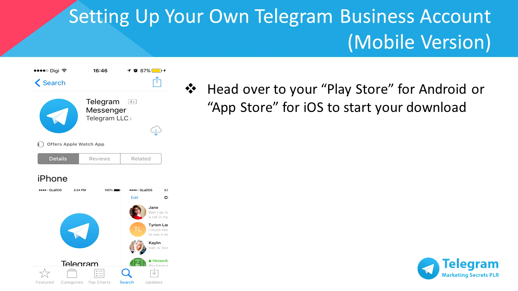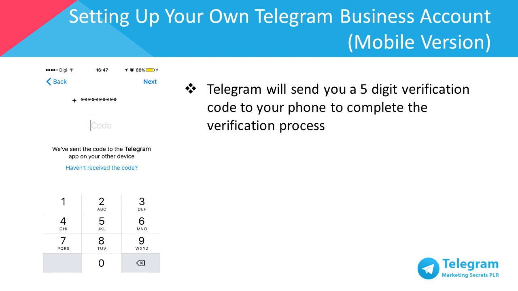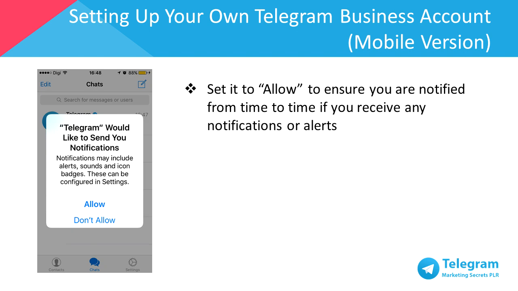with the desktop version. To do this, head over to the Play Store for Android or the App Store for iOS to download Telegram. Next, confirm your country code and then key in your phone number to complete the sign-up process. Telegram will then send you a 5-digit verification code so you can complete the verification process. You'll then be prompted by Telegram to receive notifications. I recommend that you allow this. That'll ensure that you receive notifications or alerts from other users.